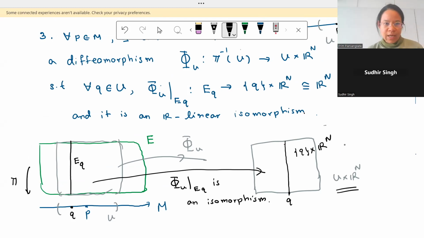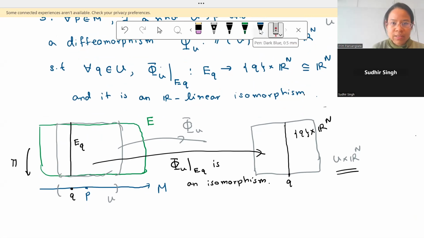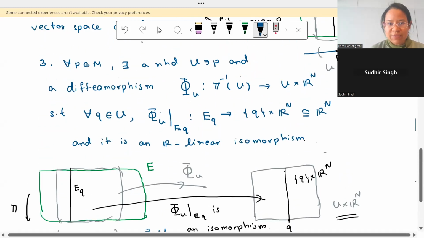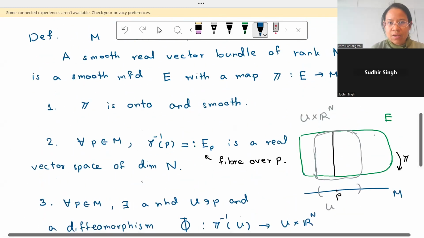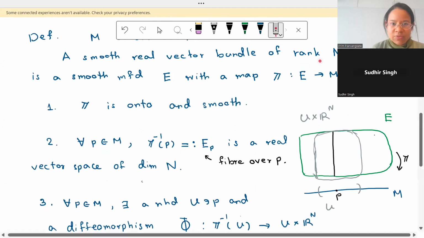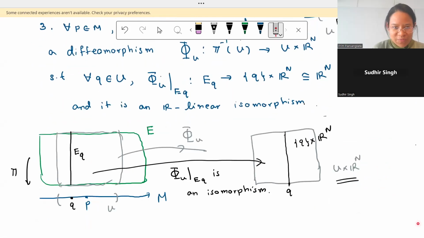Okay, and this map phi is important. It is called local trivialization. So we end the definition here. Let me give you a summary first. So a real vector bundle is a structure. Maybe I just talk from this picture.